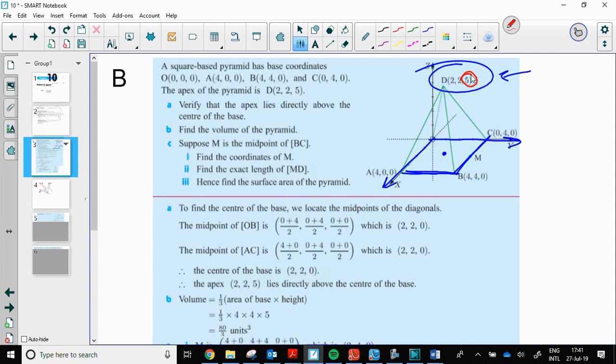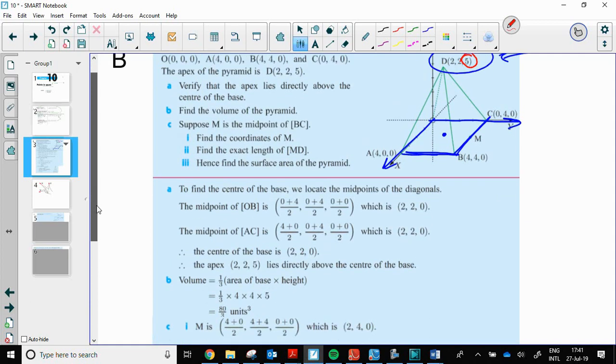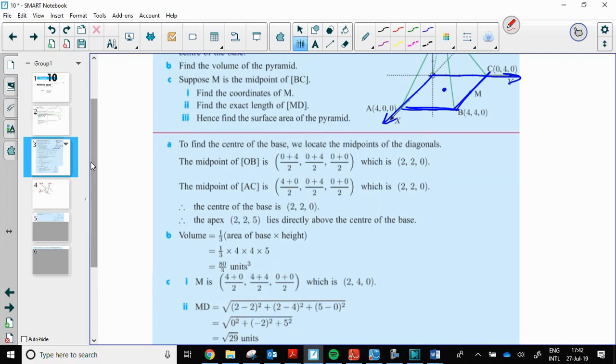And part C, we've got 3 parts to this. So M is the midpoint of BC. So using our formula, we calculate the midpoint's (2, 4, 0). Finding the length from M to D, now we use our distance formula in 3 dimensions. Using the coordinates for M and for D, we get square root of 29. And then we can use all this to figure out the surface area for this pyramid.